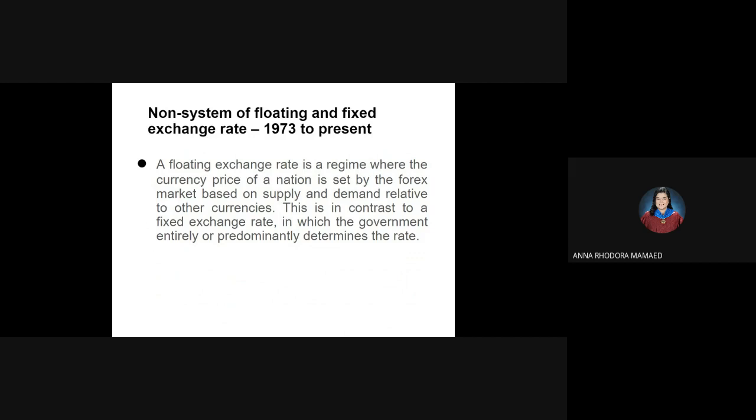The floating exchange rate is a regime where the currency price of a nation is set by the forex market based on supply and demand relative to other currencies. This is in contrast to the fixed exchange rate, in which the government entirely or predominantly determines the rate.